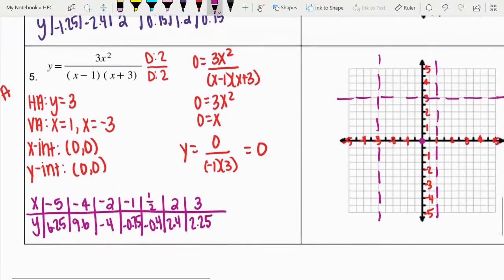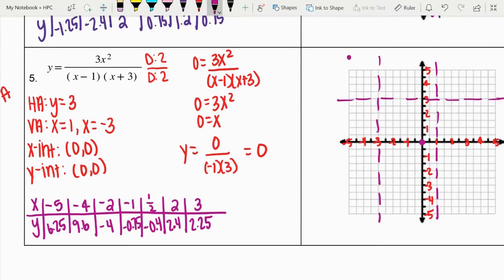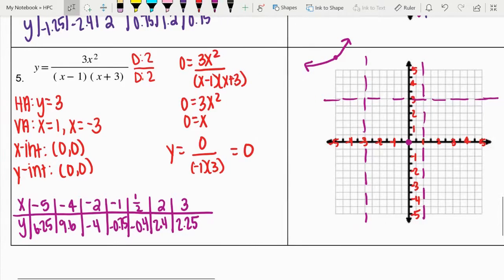Okay, then let's plot our points. So at -5, I'm all the way up here at 6.25, and then I just keep going higher, so I at least know which direction this graph is going. Okay, at -2, I'm at -4. At -1, I'm at -3/4. Then I'm at 0, 0. Then at 1/2, I'm back down here at -0.4. So I know that this is making like a parabola down here. Okay, then at 2, I'm at 2.4. And then at 3, I'm at 2.25.